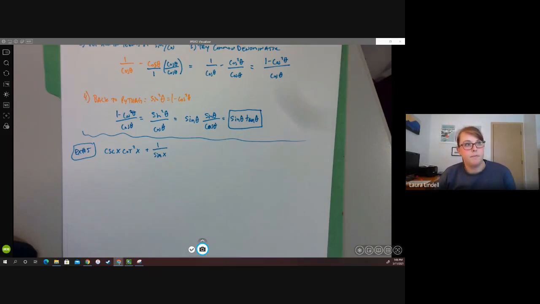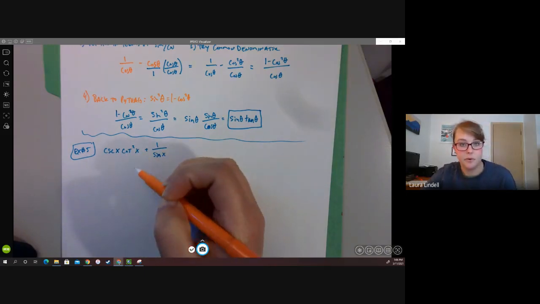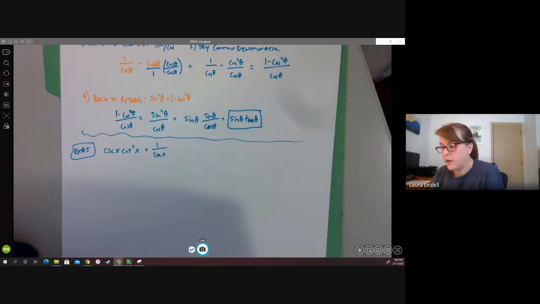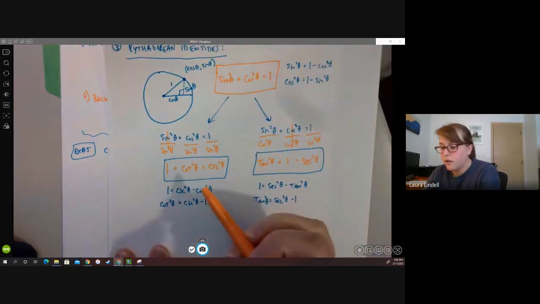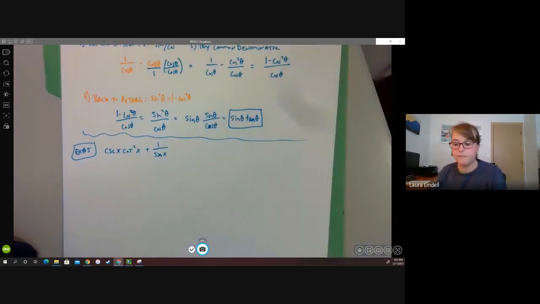So for this one, and again, this step here might kind of seem like math magic, or like how the heck would you know to do this? But cotangent squared looks like something from a Pythagorean identity. And it is. And that's what we're going to use first. So if you look at your Pythagorean identities, cotangent squared, one of our arrangements of it is cosecant squared minus 1. So we're going to replace cotangent squared with cosecant squared minus 1.